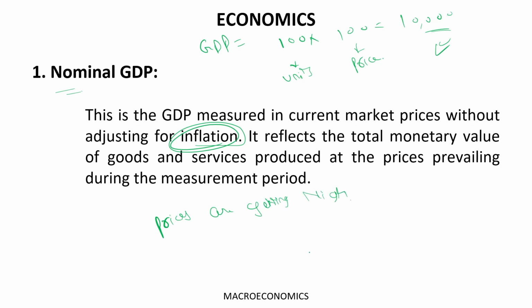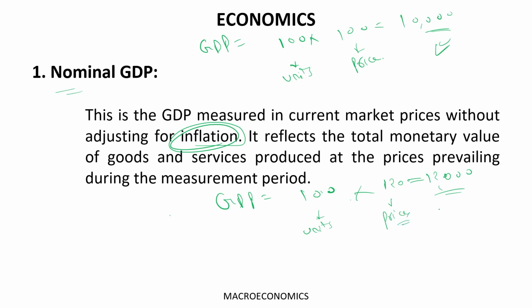Okay, so this is inflation, like from rupees 10, now you have to pay rupees 20. So it is an example of inflation. Got it? Now come to the question. During the first time it was about this, but during the next time it was about 100 units into 120. Now GDP increased to 12,000. This is the unit. This is the price. So this will be the picture in front of you when you calculate the nominal GDP.